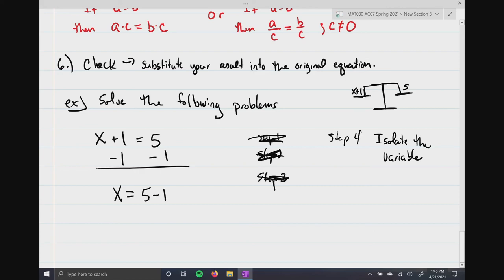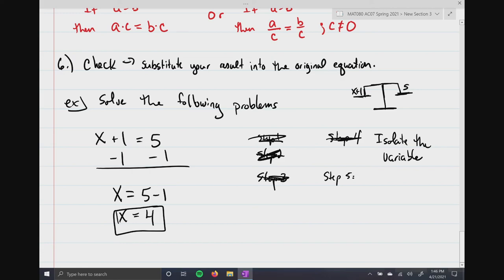So what I did is I took it from the left side and moved it to the right side. Everything is still in balance. Now, 5 minus 1, I can do that. I can combine them. And that is how we got X equals 4. So step four is done. Step 5 would have been dividing both sides by the number in front of the variable. But the number in front of the variable is a 1.